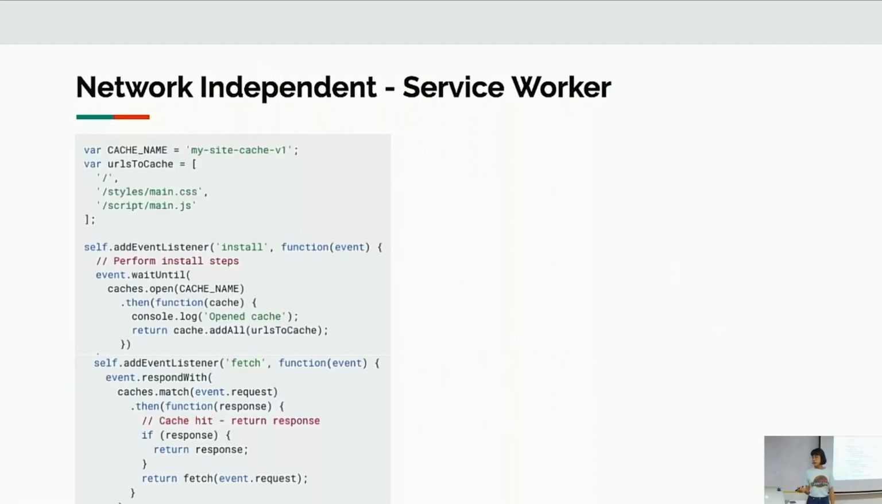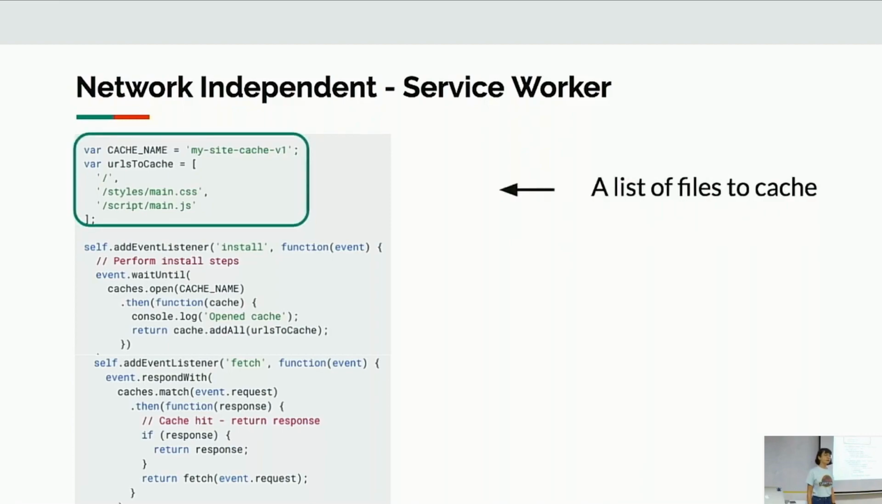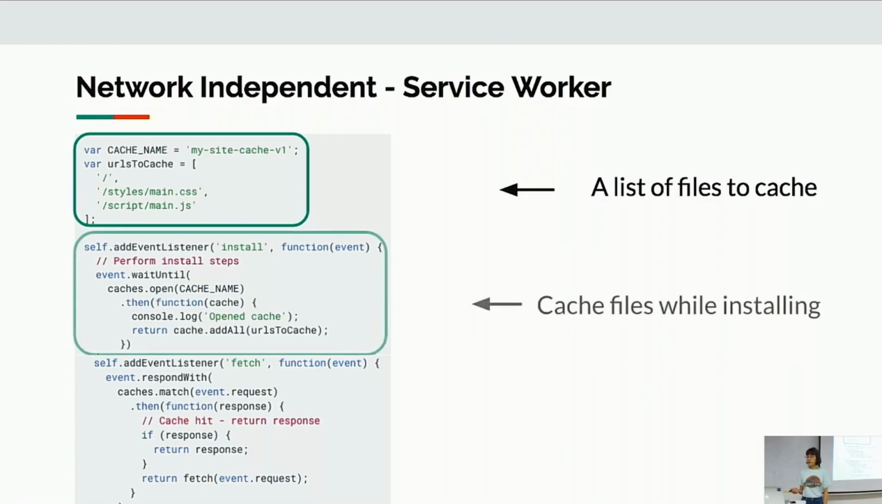As you can see, the first part is a list of files that I want to cache. So basically, you want your application to remember all the images and the JS scripts. And then here's the first event that happens, the install. And during that event, you tell it, please cache these files so I can access them when I'm offline.